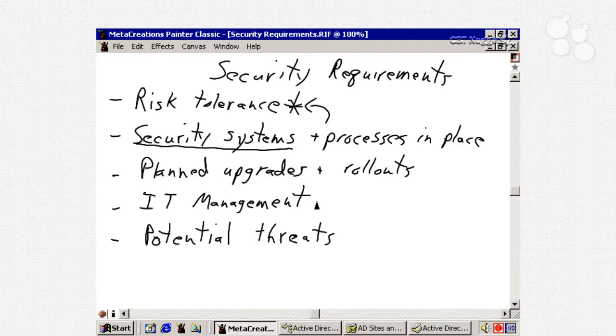Designing the secure Windows 2000 network. Okay, now this is really where this video series picks up. Okay, we looked at the requirements, now let's look at the actual design process. What are some of the things that we need to be thinking about? Well, we need to make sure that we are designing for security.